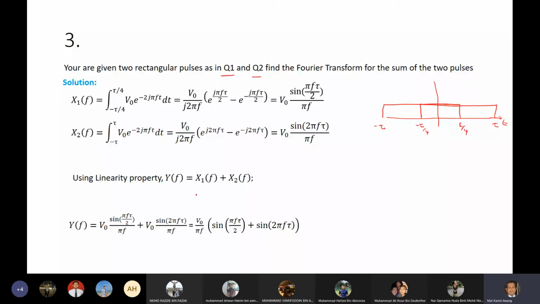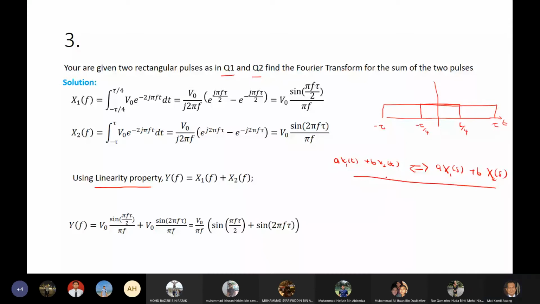So from the linearity property of the Fourier transform, if you have a x1(t) plus b x2(t), this actually becomes a X1(s) plus b X2(s). So this is the linearity property for the Fourier transform.